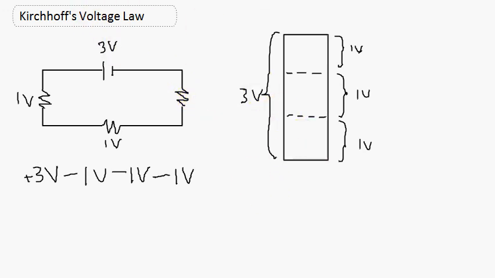And what do we end up with? Well, 3 volts minus 1 volt minus 1 volt minus 1 volt is equal to 0 volts. And here on the right hand side on the diagram, there's nothing again. So the summation of all the voltages across a closed loop is 0.